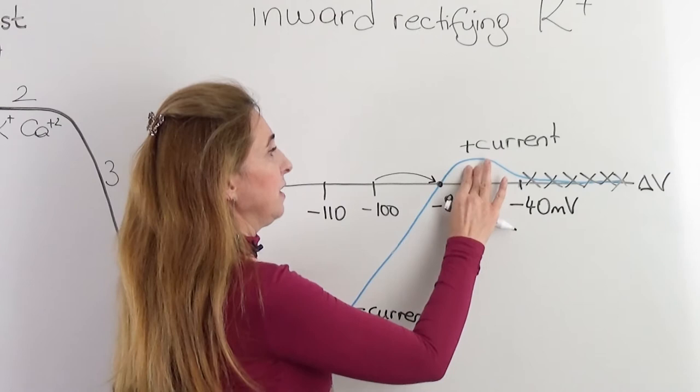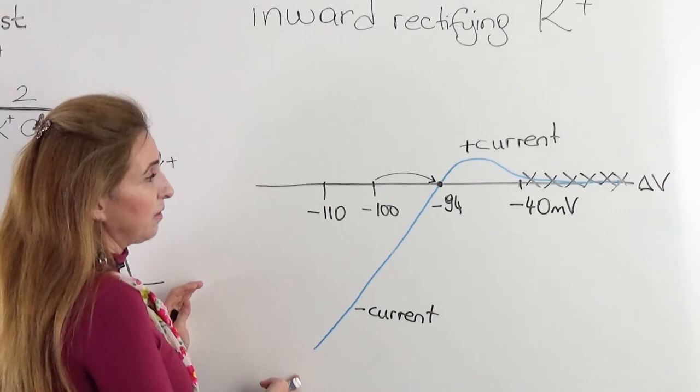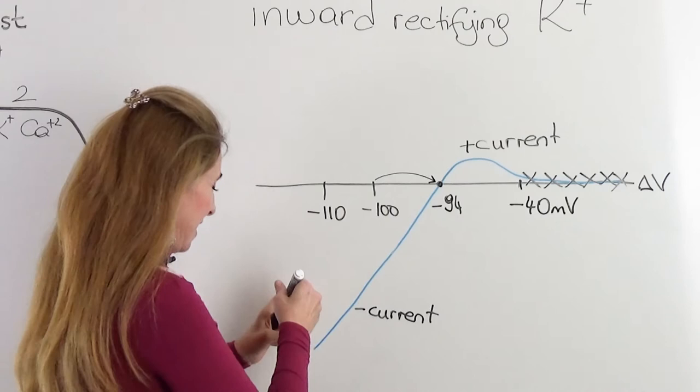Because there's a little outward possibility with little movement of potassium in the outward direction with these channels, but a better possibility of potassium to move in the inward direction, the channel is called an inward rectifying potassium channel. But interestingly enough, the importance of the channel for us is here.